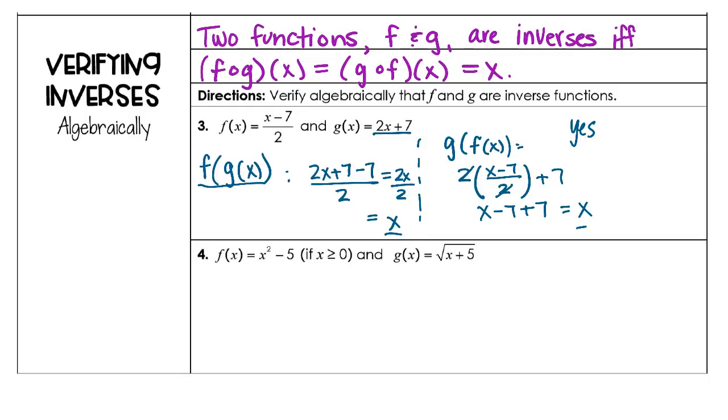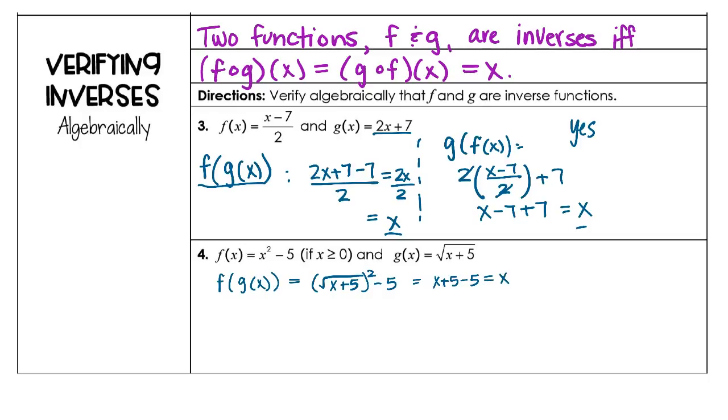All right, so in 4, we're going to do the same thing. So for our first step, we need to find f of g of x. So here we're going to say f of g of x. That means I'm going to substitute the function g into f. So I'm going to have the square root of x plus 5 all squared, and then minus 5. And so that's going to give us x plus 5 minus 5, which is x.